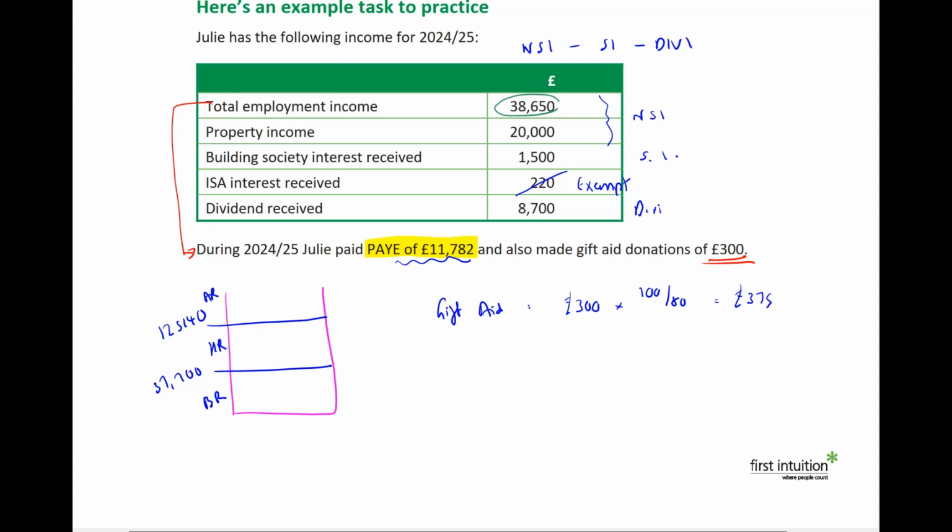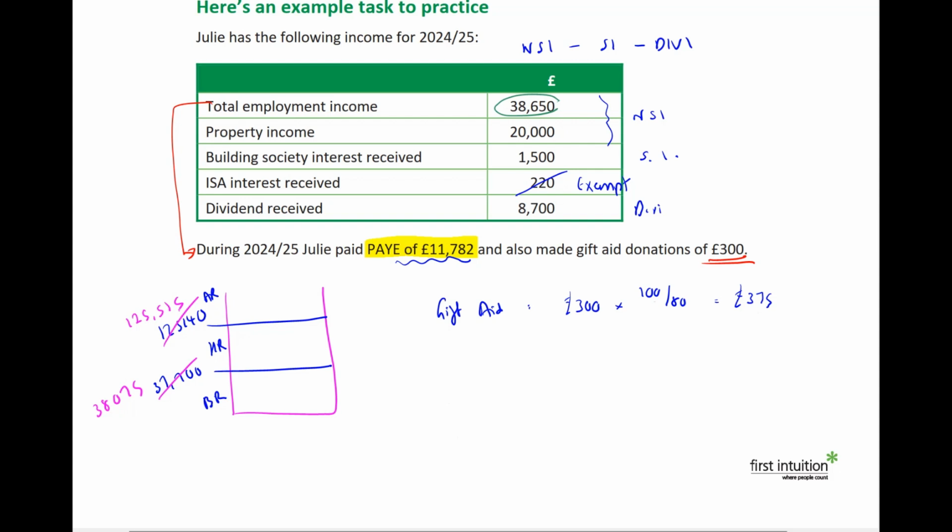I would then go back to my bucket and I would update those two limits. So 37,700 added to 375 becomes 38,075. 125,140 added to 375 becomes 125,515. So I've now got two new limits to work with. And when I'm working out the amount of money in each category, they're the limits that I'm going to be using.